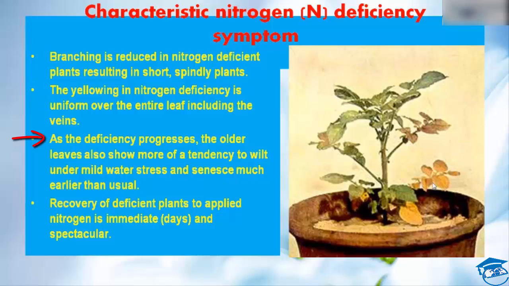As the deficiency progresses, the older leaves also show more of a tendency to wilt under mild water stress and senesce, that means they get older much earlier than usual. Recovery of deficient plants to applied nitrogen is immediate and spectacular. So this was the characteristic nitrogen deficiency symptom which is seen in a plant, and leaves to be more precise.